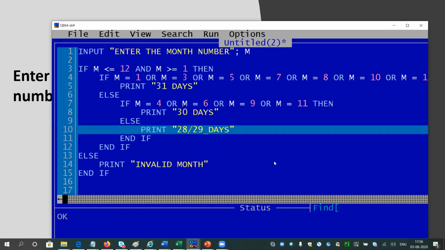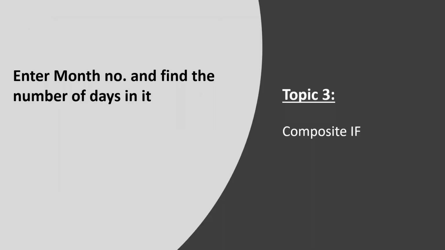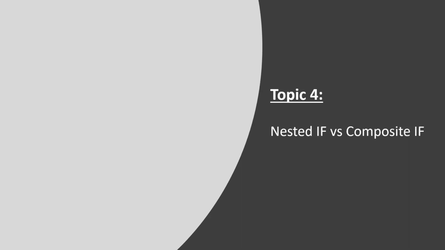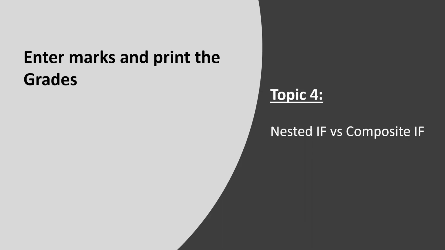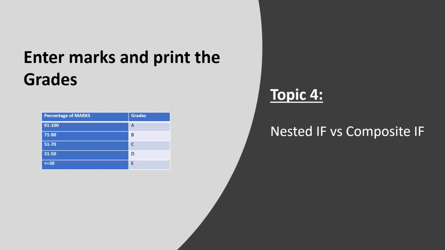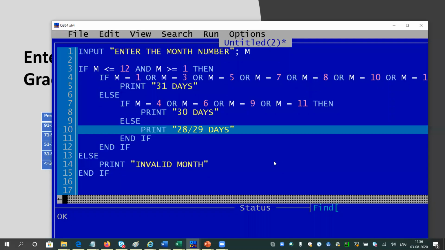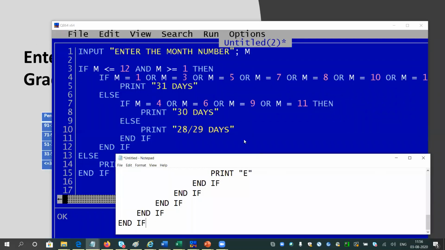Very good then. Let me go into the next problem. Topic 3 is covered. Topic 4: nested if versus composite if. Enter marks and print the grades. Again, percentage of marks. We can reuse the program we used earlier, so let me go to this part.